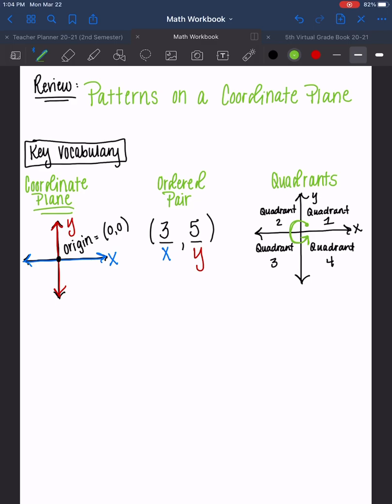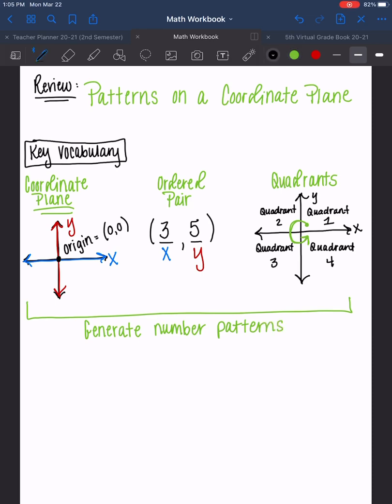So what we use these key vocabulary terms for, we use coordinate plane, ordered pair, and we use the quadrants. We use these to generate number patterns on a coordinate plane. We have to use all of these aspects so that we can generate number patterns. Now, if you guys remember when we were looking into number patterns, this was when we were looking at these two more key words. Woo, look at us, more key vocabulary words. So the first one for number patterns was additive. The second one was multiplicative.